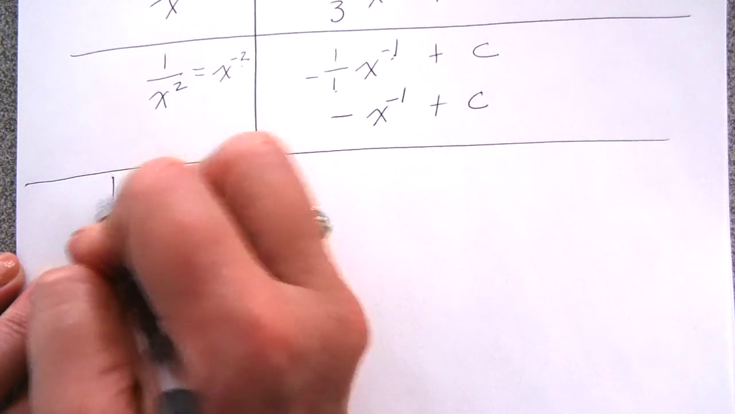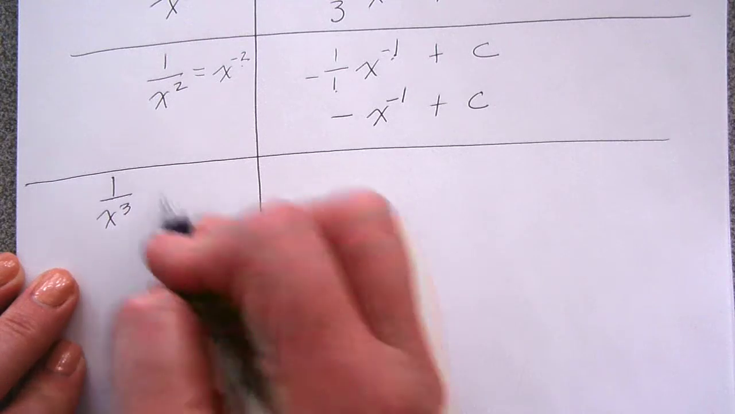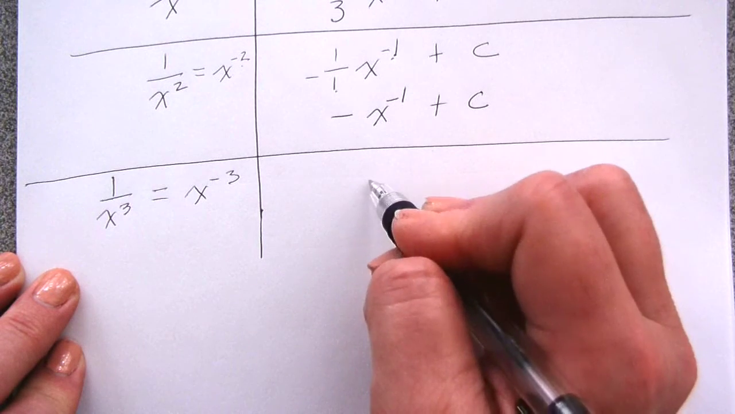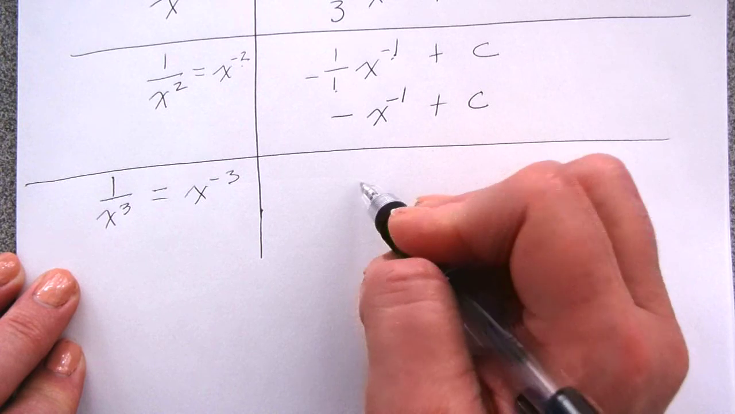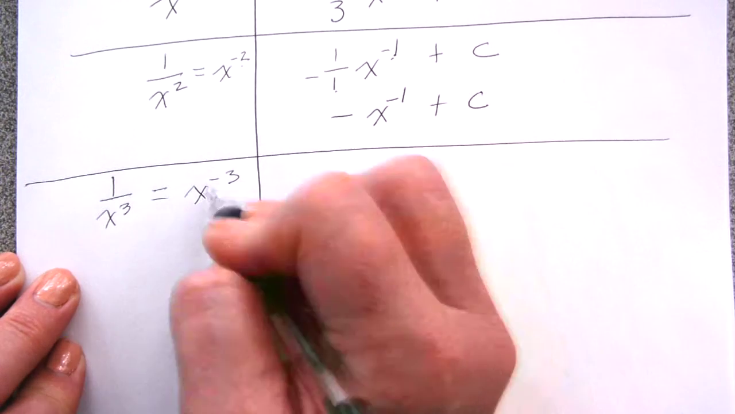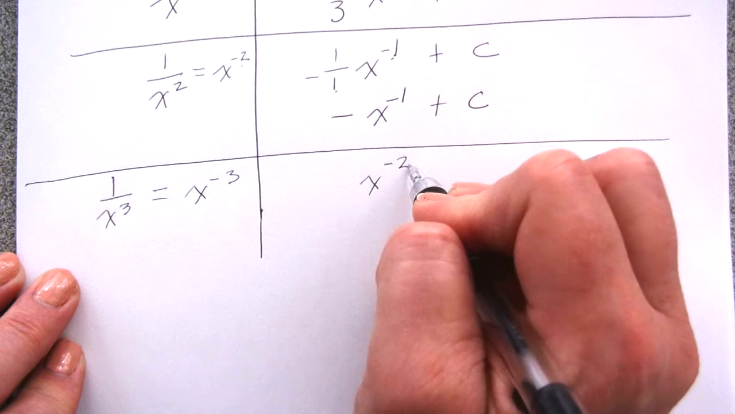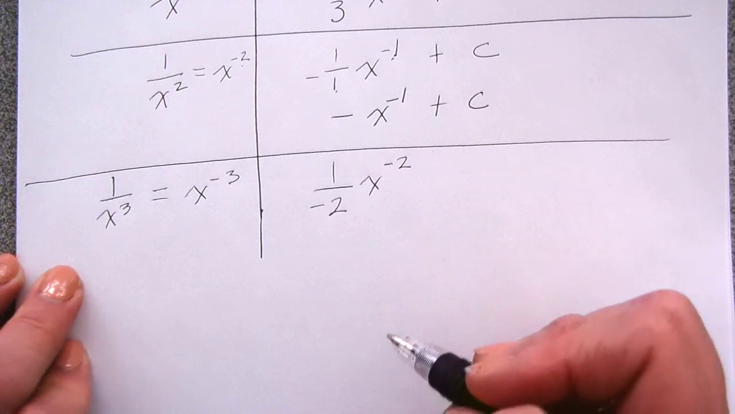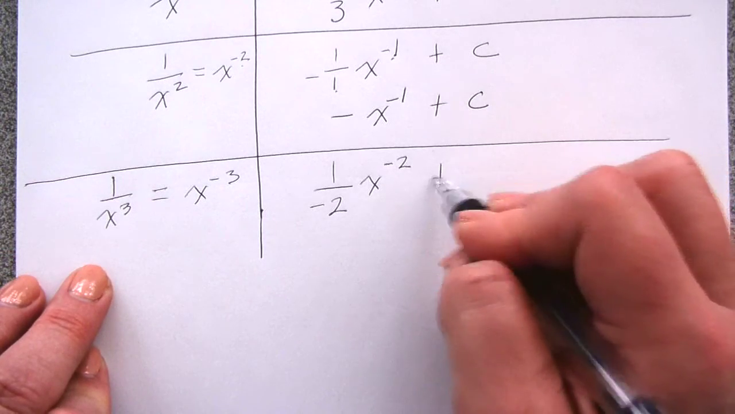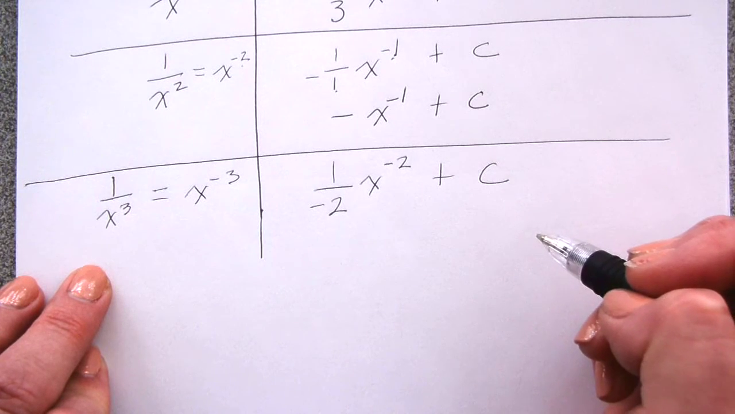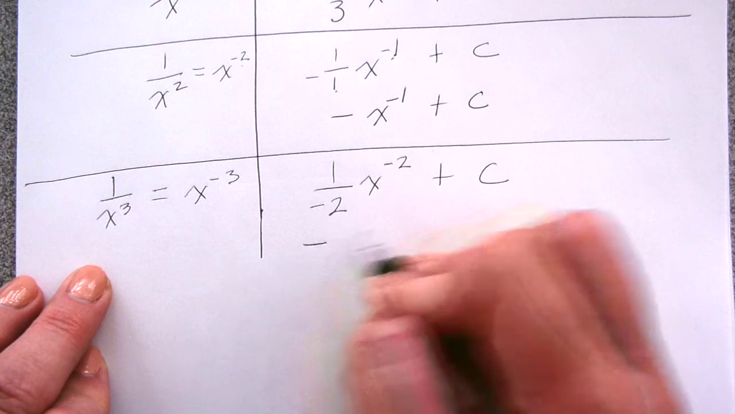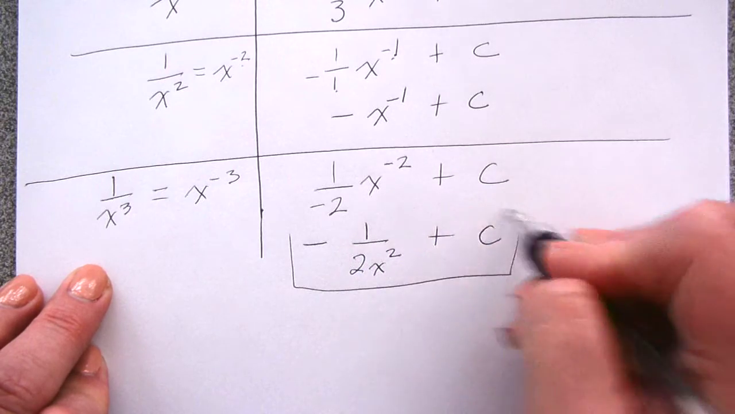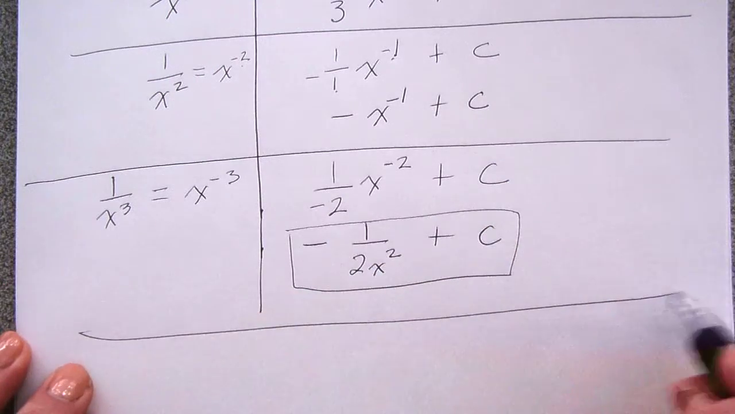Okay, so if I have 1 over x cubed, how do I rewrite that? x to the negative 3. So then the antiderivative, so increase that by 1, negative 2, then divide by the new exponent, negative 2. And then add a constant. So you can write that as negative 1 over 2x squared plus a constant also.